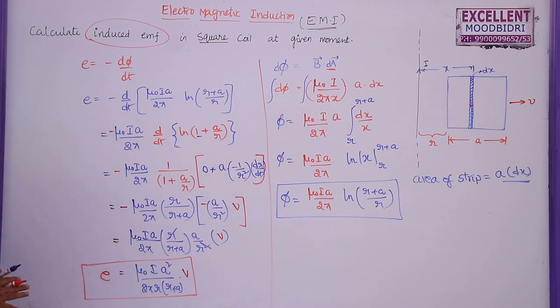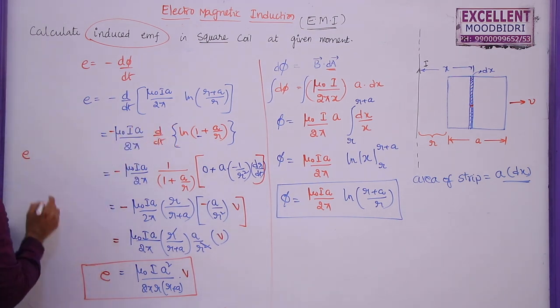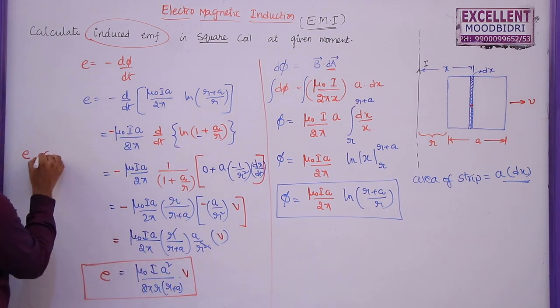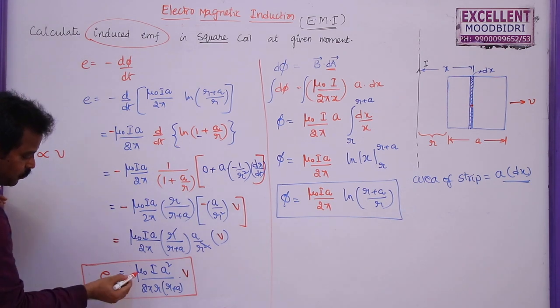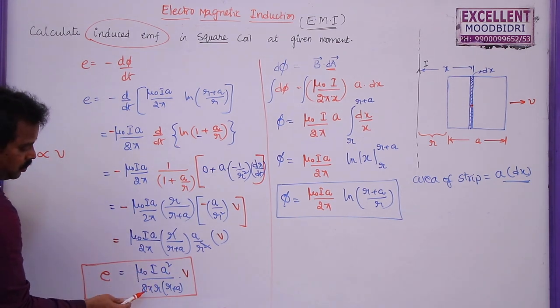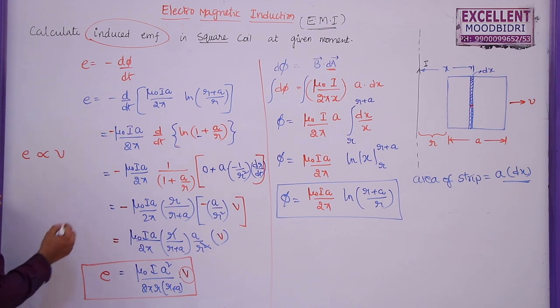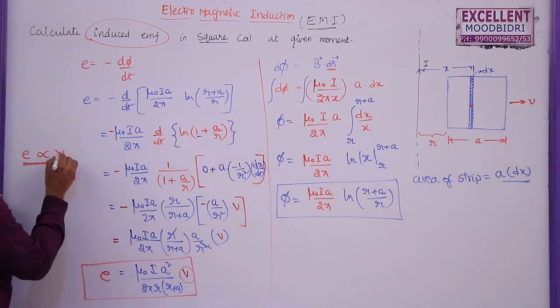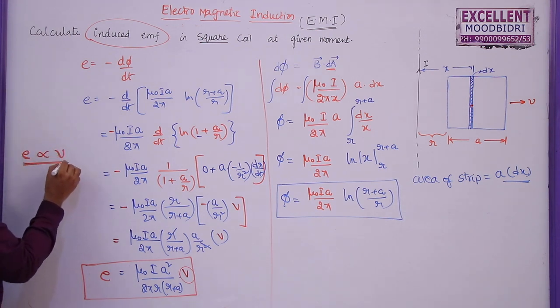And from this equation we can see that the EMF induced in a coil, that square loop, is directly proportional to the velocity with which the square loop is moved away. Why? Because mu naught is constant, current is constant, the square of a is the area of the loop, constant, 2 pi is constant. These are all constants, but r is another variable which is changing here. So the EMF induced will depend upon velocity.